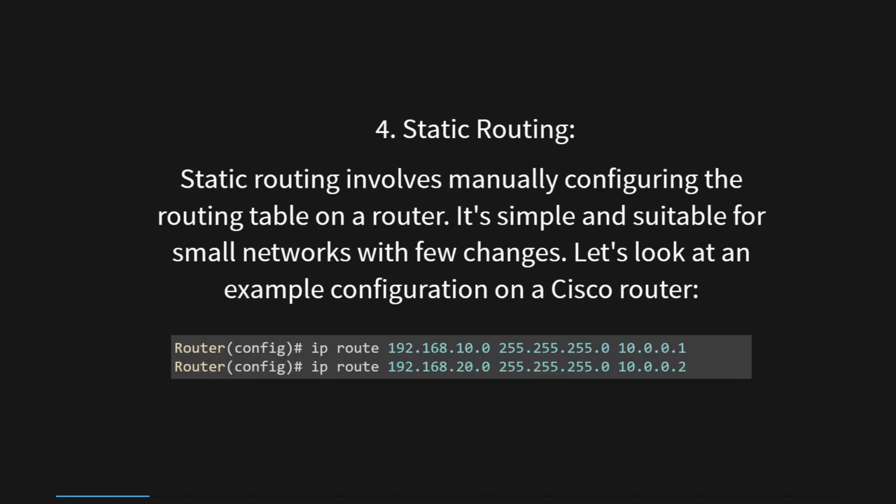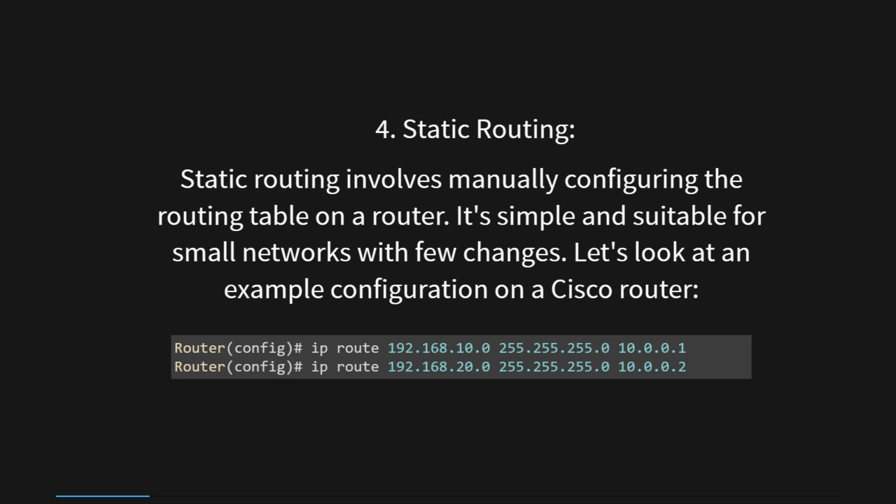Static routing is a straightforward method of configuring the routing table on a router manually. It is well suited for small networks with relatively stable topologies and few changes in network connectivity. In static routing, network administrators explicitly define the paths that data packets should take to reach their destinations.